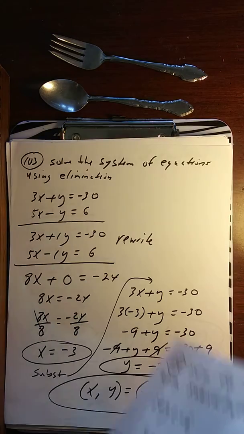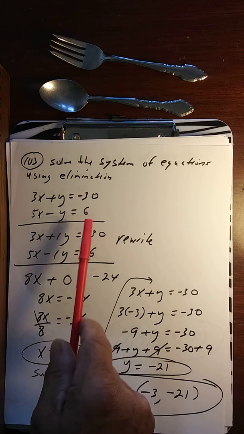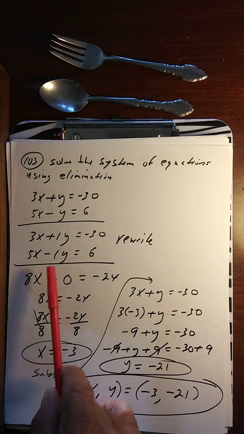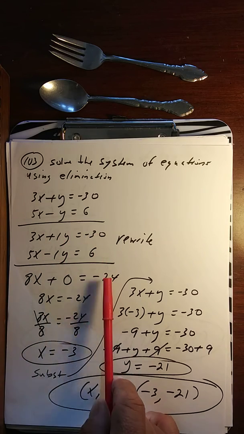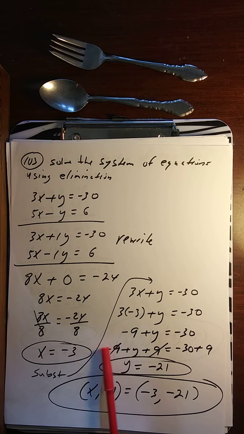Negative 4. Solve the system of equations using elimination. So rewrite it. Put a 1 there. So now add them down. That's 8x, 1, 0, and that's going to be negative 24. 8x is that. Divide by 8, divide by 8. So x is negative 3. Put it back in the other one. 3 times that, negative 9. Plus y, so add 9, so y must be what? Negative 21. So x and y are negative 3 and negative 21.